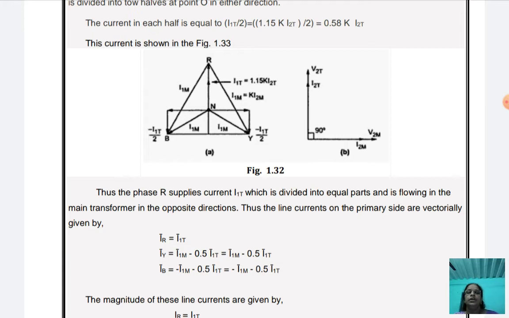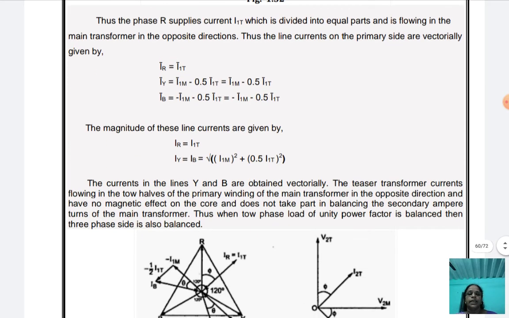So IR, IY, IB is nothing but what? That means the line current of the primary side only, in the 3-phase system. These are the formulas. Similarly on the secondary side, IR is equal to I1T, and IY and IB are both equal only. So therefore we can calculate root of I1M squared plus 0.5 into I1T the whole squared only.